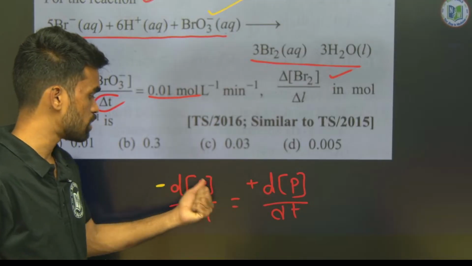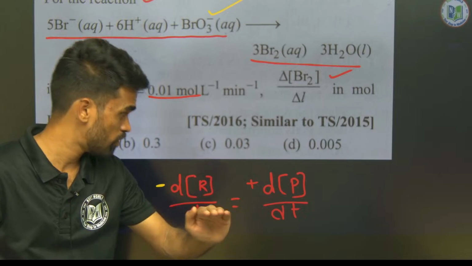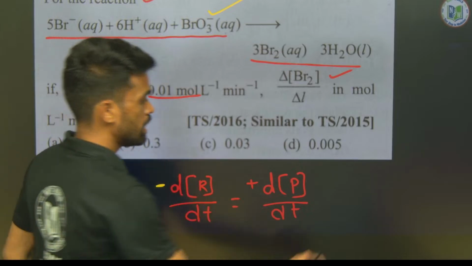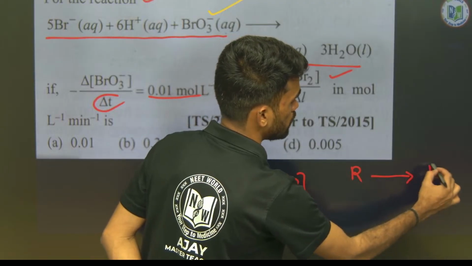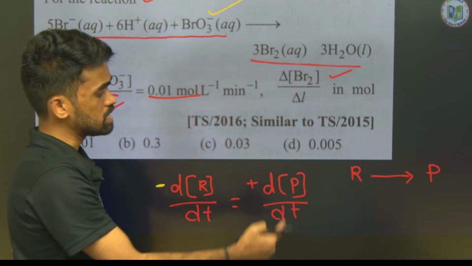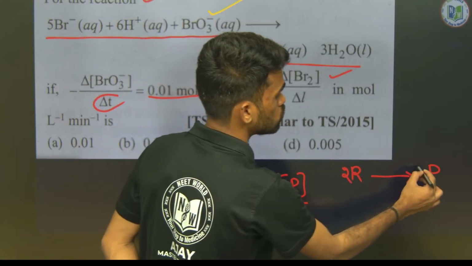So minus dR/dt equals dP/dt. This is a foundation first. If I say the reaction is R giving rise to P, you should write it like this. Instead of saying R is giving rise to P, I am saying 2R is giving rise to 3P.